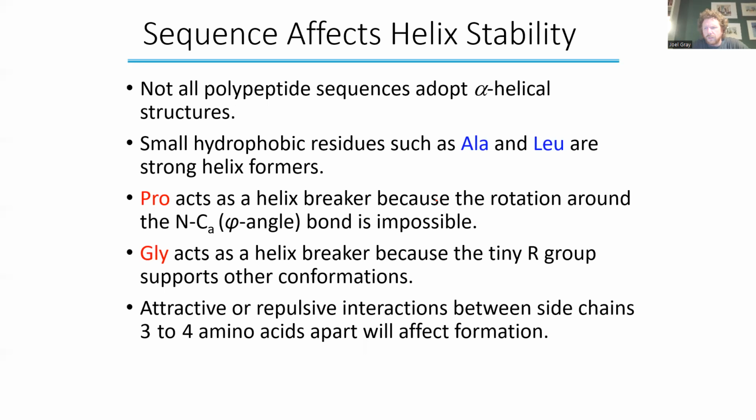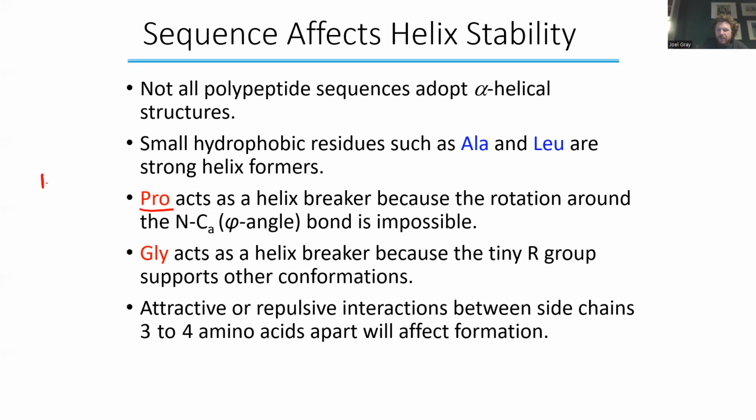And I kind of alluded to this: the R groups are going to influence, but they're not going to dictate the structure. What I meant by that was that you will have some very small amino acids like alanine and leucine. These are hydrophobic, and they love to form alpha helices. Now, one amino acid that we've previously talked about, proline, acts as a helix breaker because the rotation around the N to C angle is impossible.